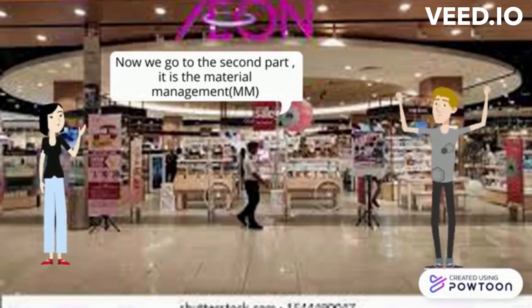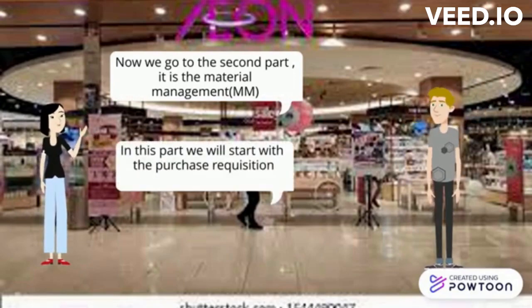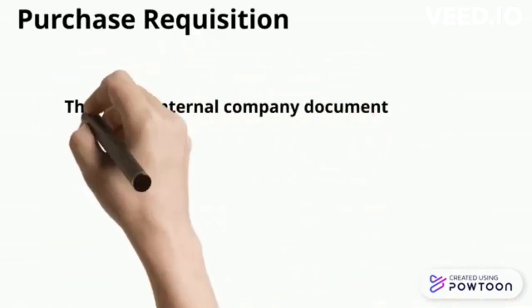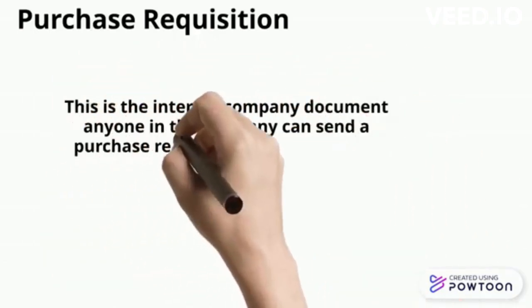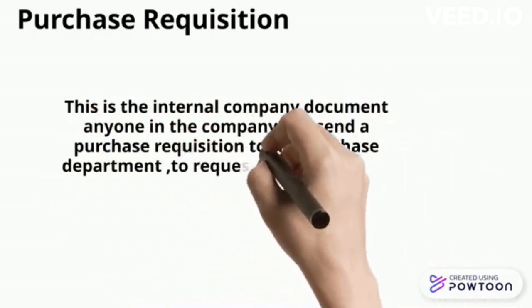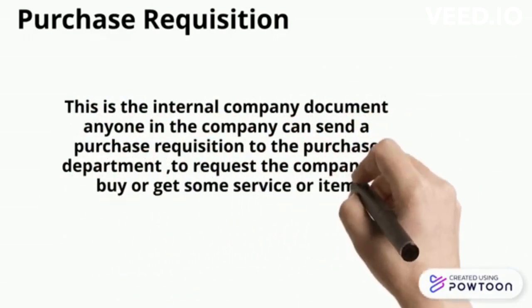Now we go to the second part. It is the material management, MM. In this part, we will start with the purchase requisition. This is an internal company document. Anyone in the company can send a purchase requisition to the purchase department to request the company to buy or get some service or item.